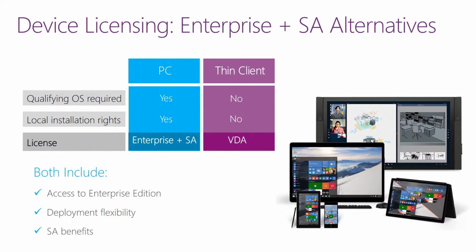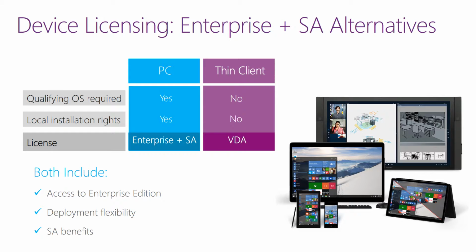Now, so far we've been looking at device licensing for Windows, and we've said that the best choice for businesses is the Enterprise Edition with software assurance. But a Windows license acquired through a volume licensing program requires an underlying license. What happens when we want to use Enterprise Edition with all of its SA benefits, but we've got a thin client device that doesn't have a qualifying operating system? Well, that's where the VDA license comes in.